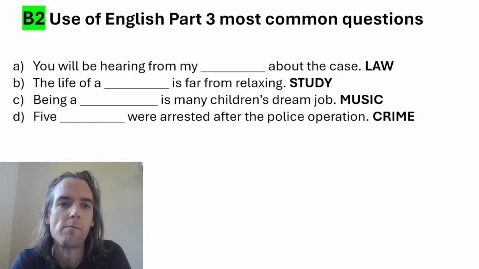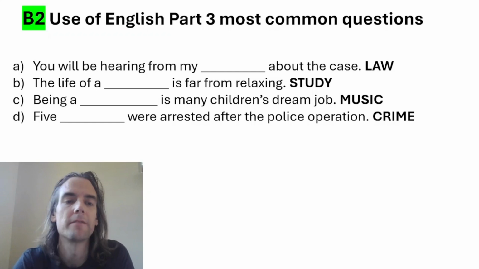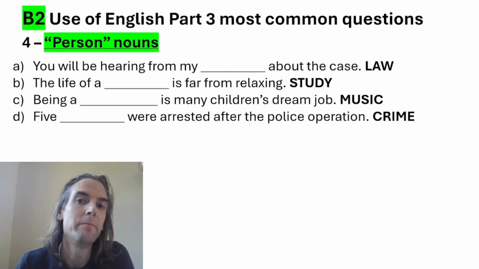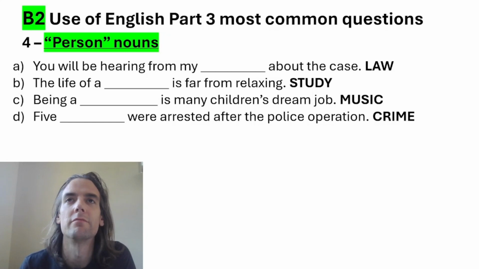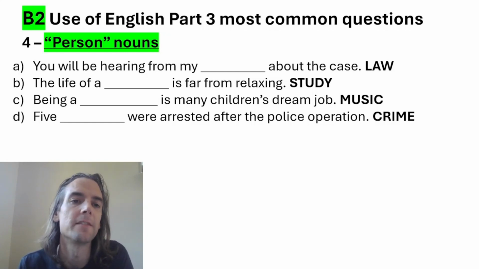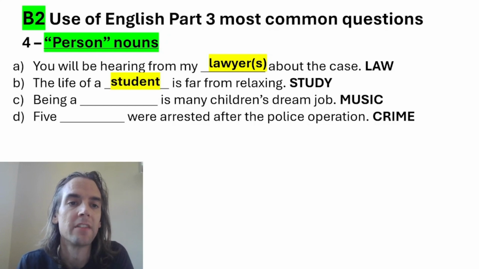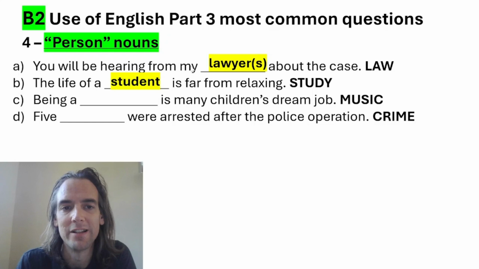Okay, part 4. What are these? Pause the video, answer the questions. They are all people, right? Person nouns. Nouns to describe people's jobs or roles or situations and all these things. A is going to be lawyer or lawyers. These are the people who work with the law. B, very easy one, study, student, but just be careful with your spelling.